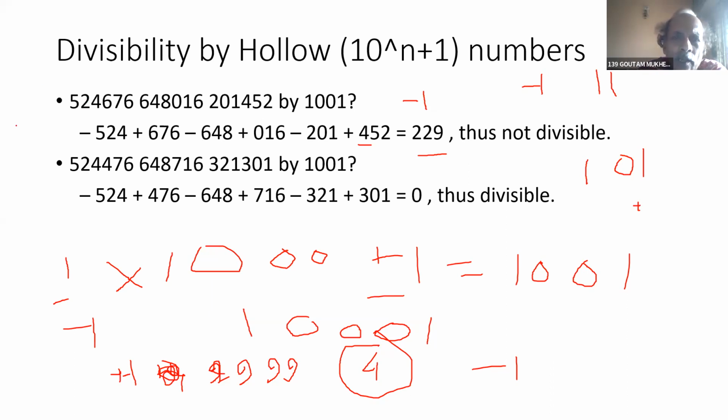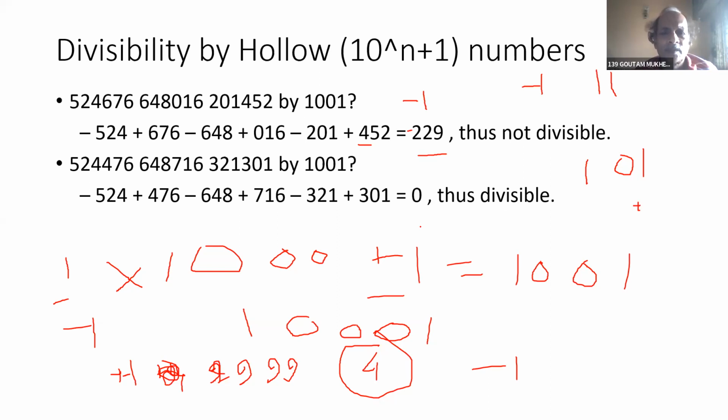See, suppose we arrived at -229 here, and suppose I had put the plus opposite, it would have been 229. It doesn't matter. We could have said yes, it is not divisible. Either the remainder is coming as -229 or +229, doesn't matter. So we can choose our own way, either +524.